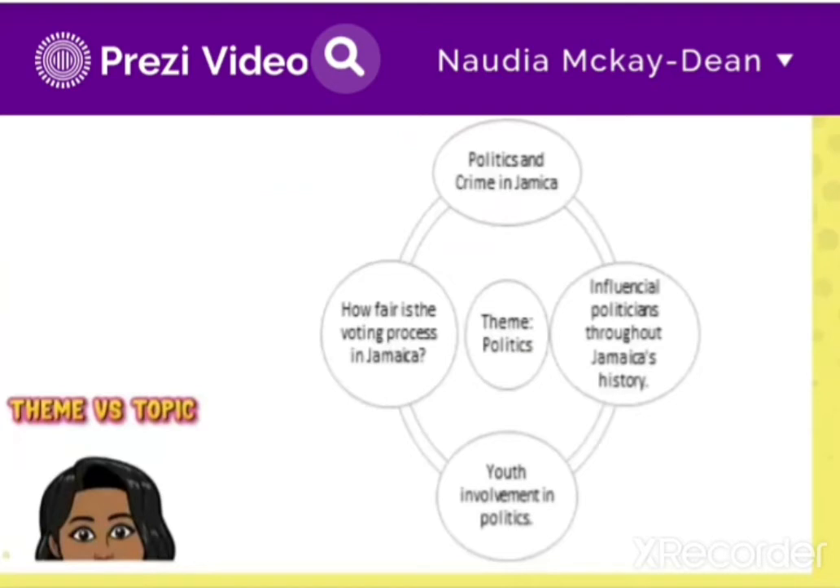So you would all be looking at the broad theme, but each member of the group will be doing a specific topic. All right. And of course, if you don't understand that so well, you can always reach out to your teacher. So that's the difference between theme and topic. The theme is a broad idea that you're looking at, while the topics are specific. All right.